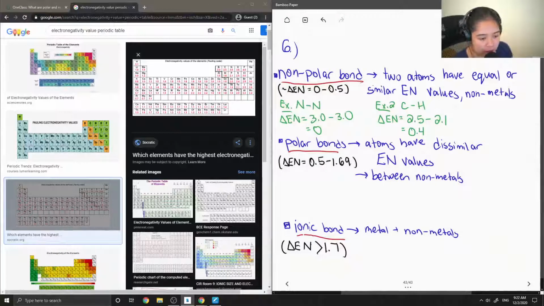So like I mentioned before, atoms have dissimilar electronegativity values, and because of this, it leads to something called a dipole moment.